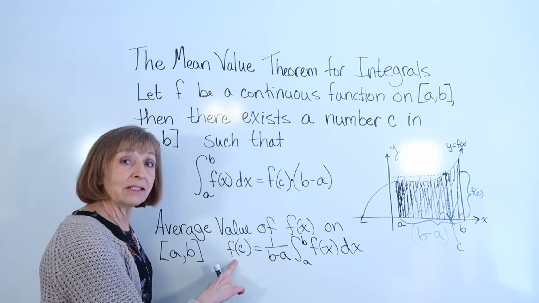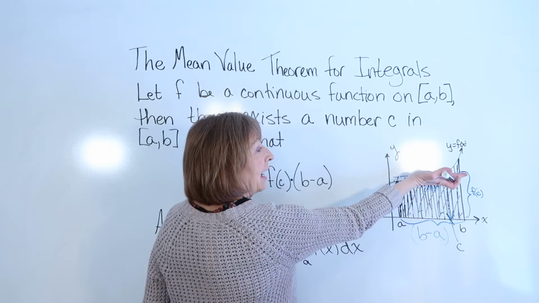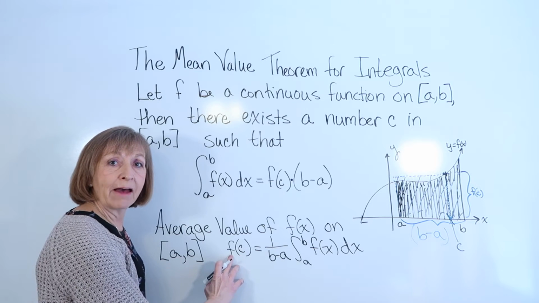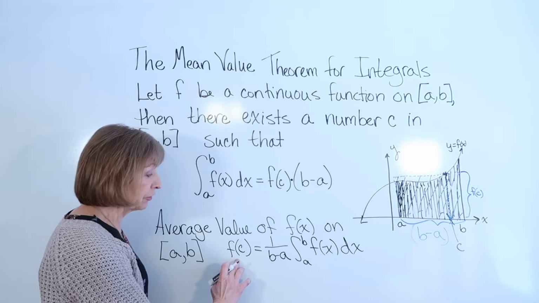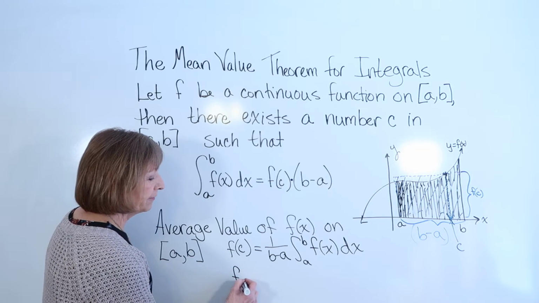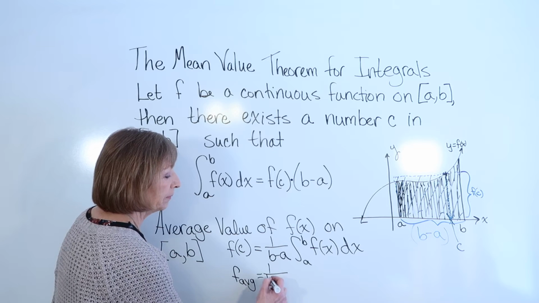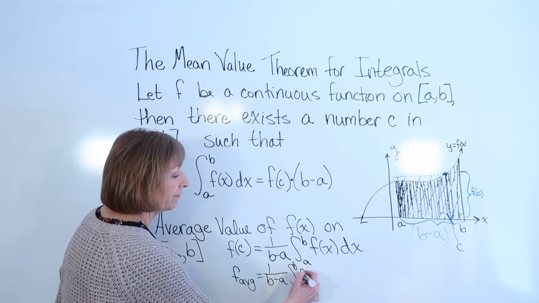And because this is the focus of the average output, what the height is, they write this as f with a subscript of abbreviation avg for the function average. So f sub avg is my 1 over b minus a times the definite integral from a to b of f of x dx.